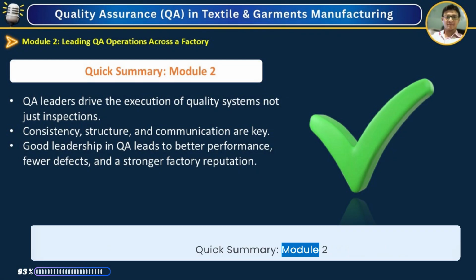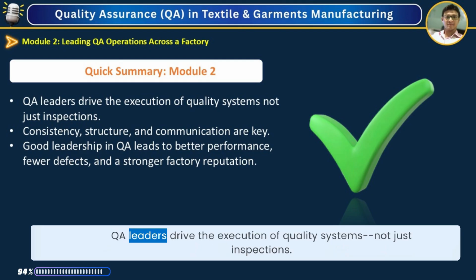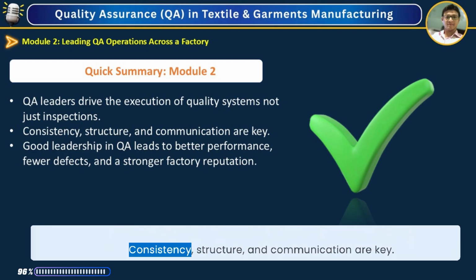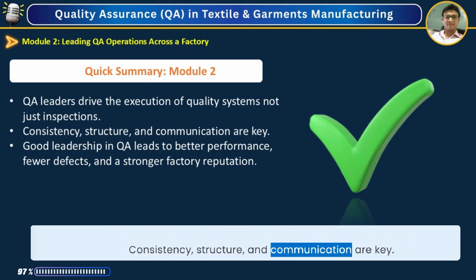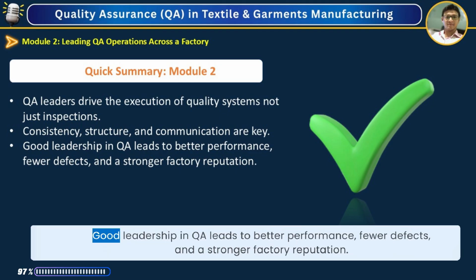Quick summary. Module 2. QA leaders drive the execution of quality systems, not just inspections. Consistency, structure, and communication are key. Good leadership in QA leads to better performance, fewer defects, and a stronger factory reputation.